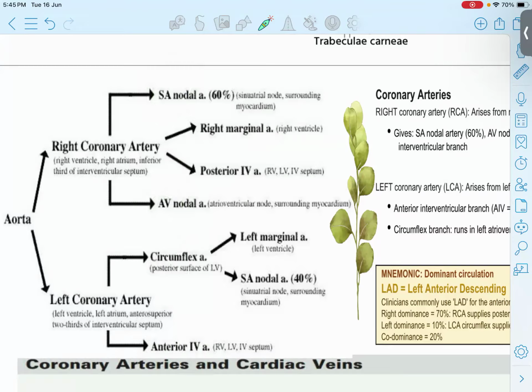In 60% of people, the SA nodal artery comes from the right coronary artery, and in 40% of people it comes from the left. The AV nodal artery comes from the right coronary artery. This is not so important. If the examiner asks a question, you have to answer according to the type of question.